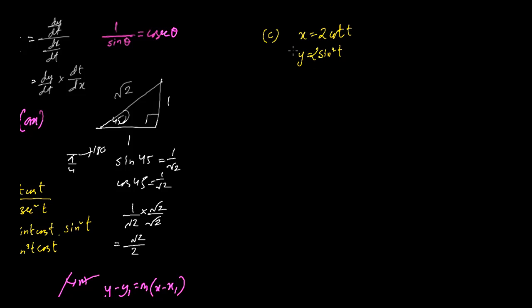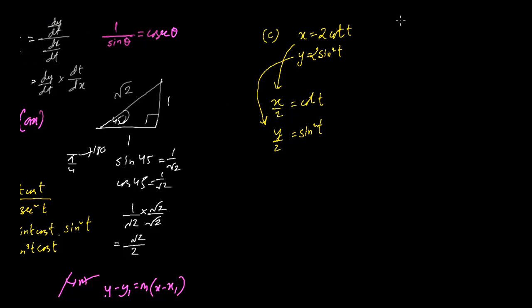Okay, so from here we get x by 2 equals cot t. We get an expression for cot t, and from here we get y by 2 equals sine squared t. So we have an expression for cot t and an expression for sine squared t. So let's write down the identities that we have.